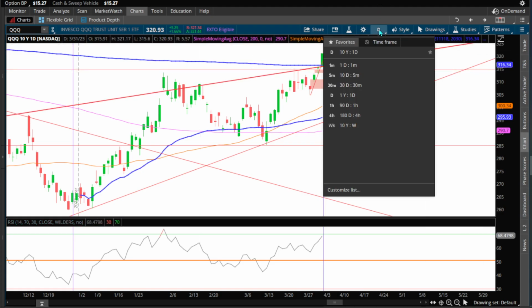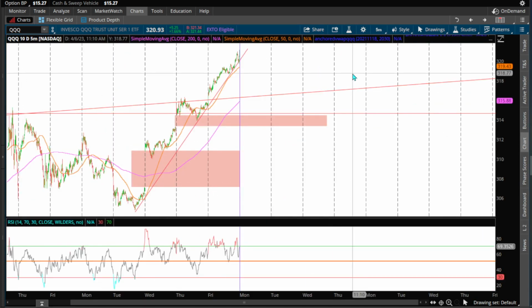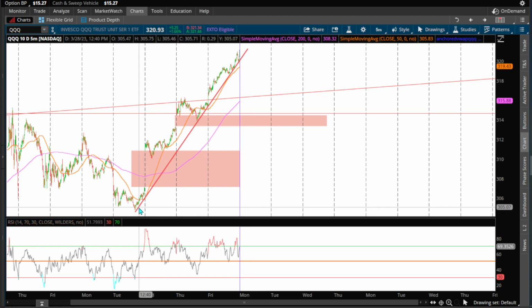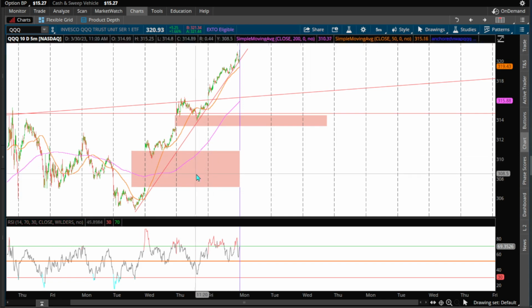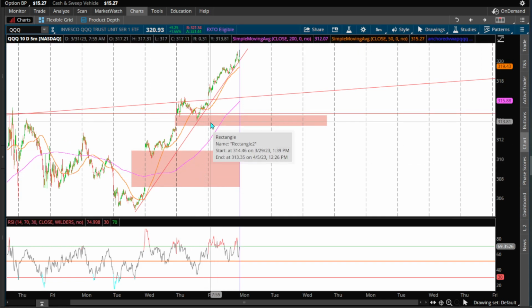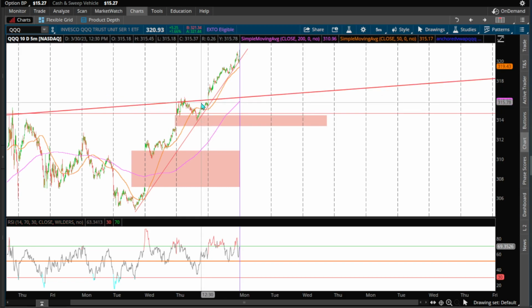So let me just show you on a shorter time frame, on a 10-day 5-minute candlestick chart. You guys can see that we have the support trend line right here. Now this support trend line has pretty much been intact for the last 3 days that have produced these gaps right here. We have this massive gap right here, at 307.13 to 310.84. It's a pretty big one. And then we have this other gap right here, at 313.35 to 314.46.